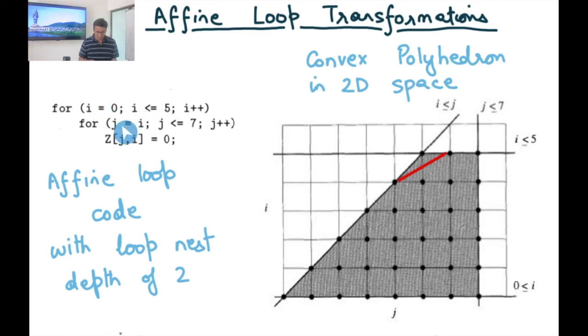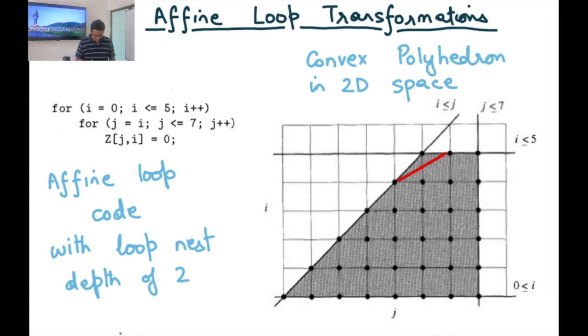So here j is starting from i, j is less than or equal to 7, and once again the upper bound need not be a constant. In this example it is a constant, but it could have been some affine function of i. j plus plus, and then I say z of j comma i equals 0.